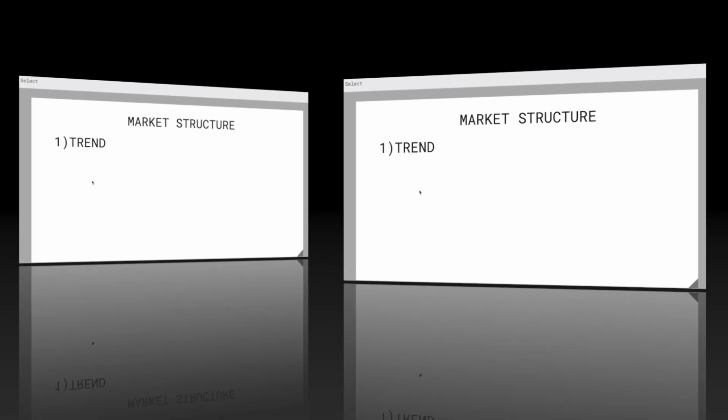So what is market structure? Market structure is when we look at a previous, recent structure and see if price breaks above it or below it. That's basically it, all right? So let's get into the first type of structure you will see in the market. The first structure you will see in the market is trend, and I will show you how it looks.